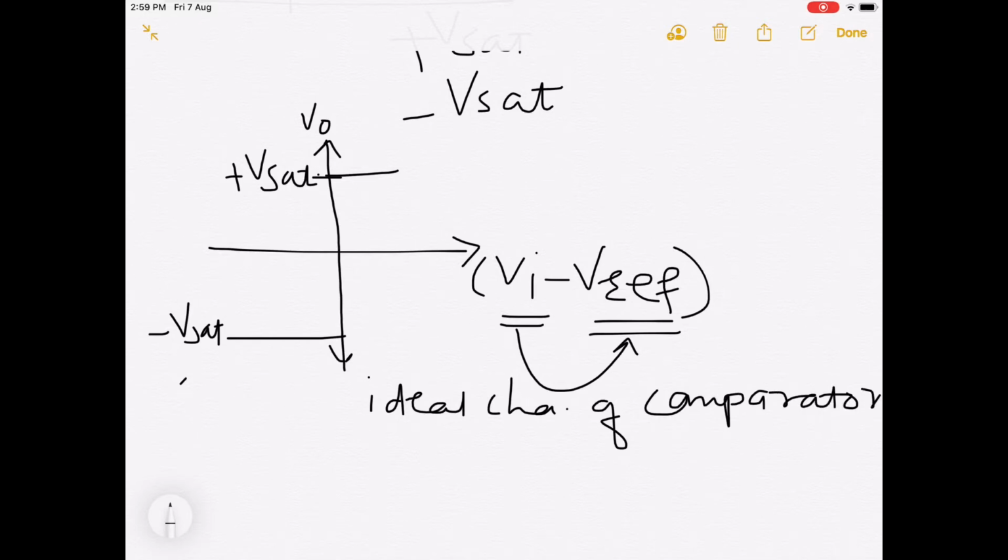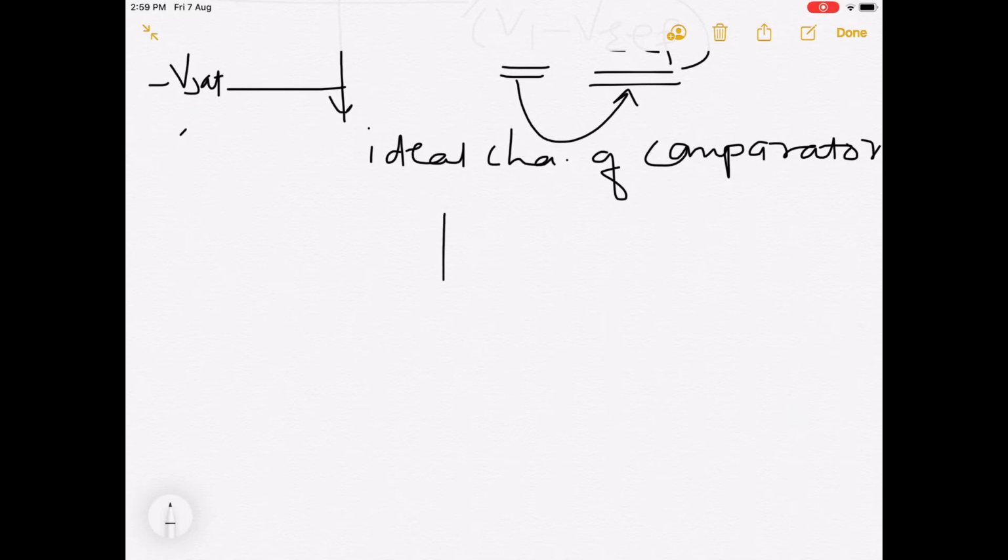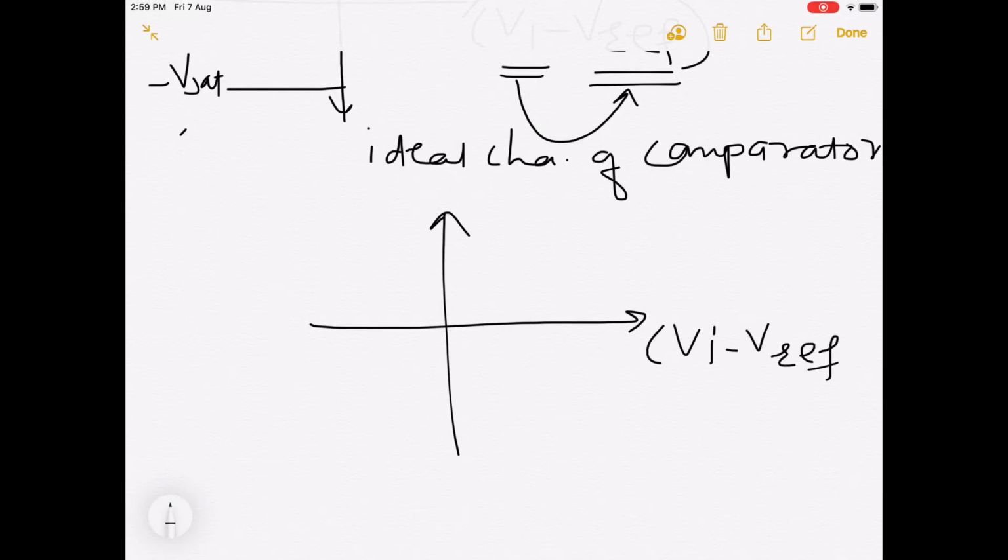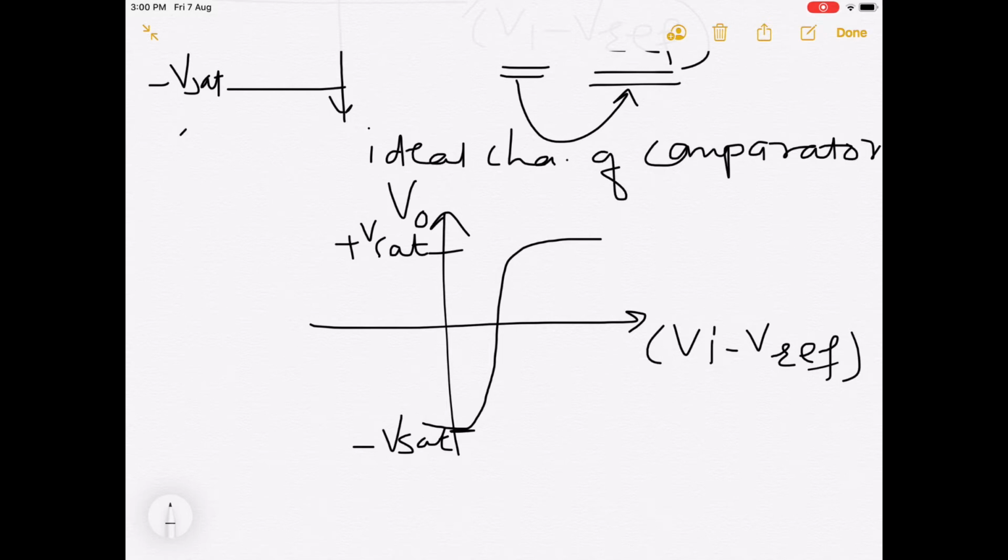Now, we will go for the practical transfer characteristics of comparator. Same here, Vi minus V reference, here VO. If you see the transfer characteristics, this is minus Vsat and this is plus Vsat. It switches between plus Vsat and minus Vsat only, but its x axis somewhat gets shifted. So it will be like this. This is the difference.